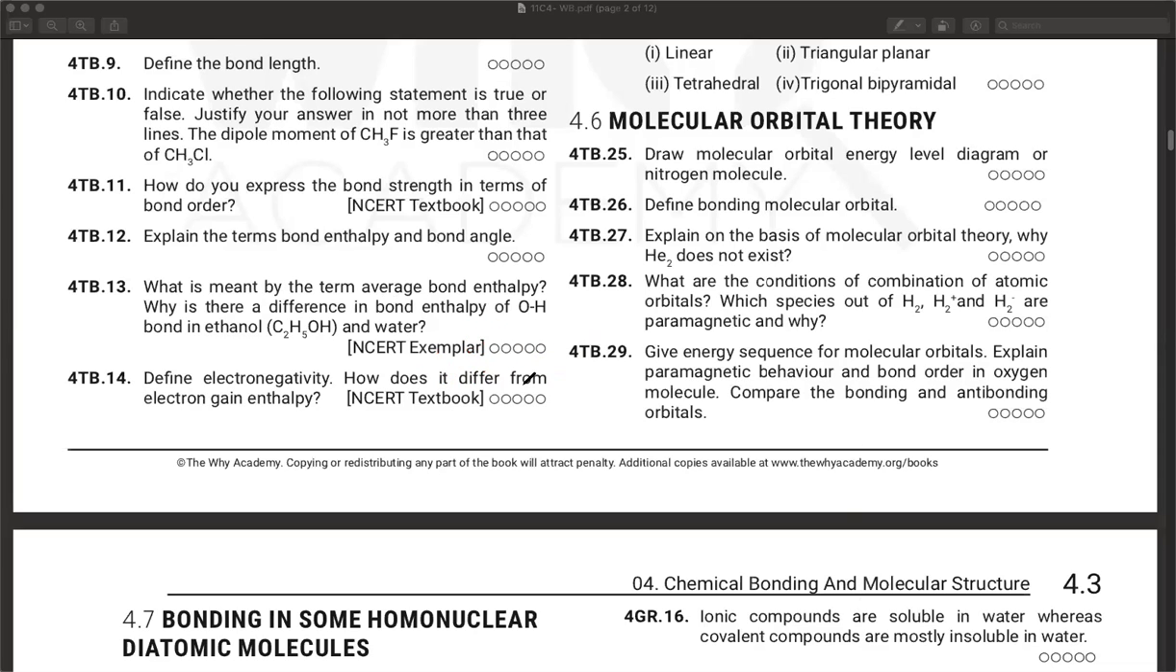Define electronegativity. How does it differ? Okay, this we've already discussed. Do you guys remember the difference between electronegativity and electron gain enthalpy? Yes, ma'am.